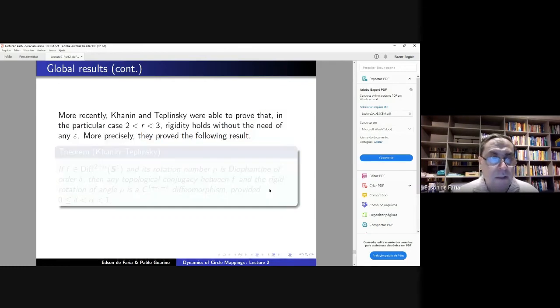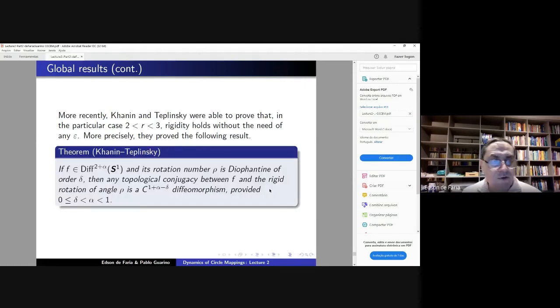Anyway, then another more recent development is that Khanin and Teplinsky were able to prove a version of this result which doesn't need any epsilon there. So the result can be stated as follows. If you have a C^(2+alpha) diffeomorphism of the circle, okay, so it's C^(2+alpha) only, alpha is less than 1 here, okay? So you only need this much smoothness, C^(2+alpha).